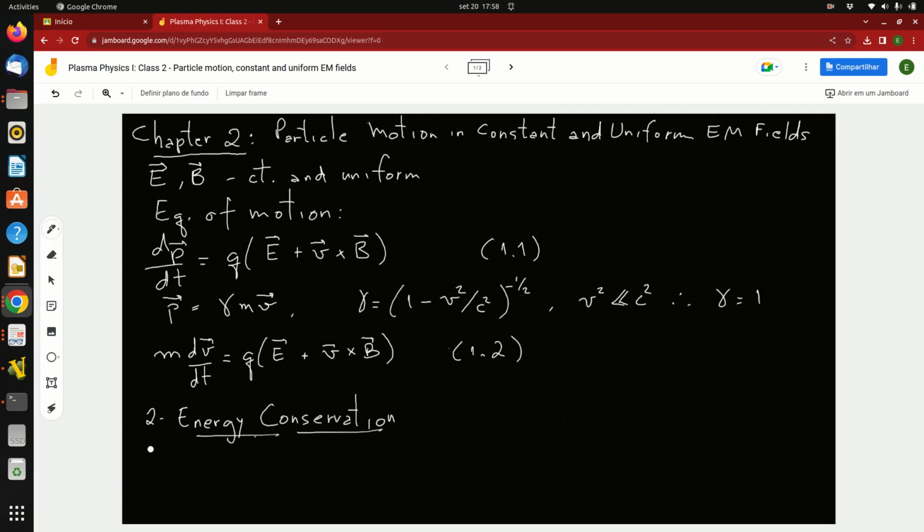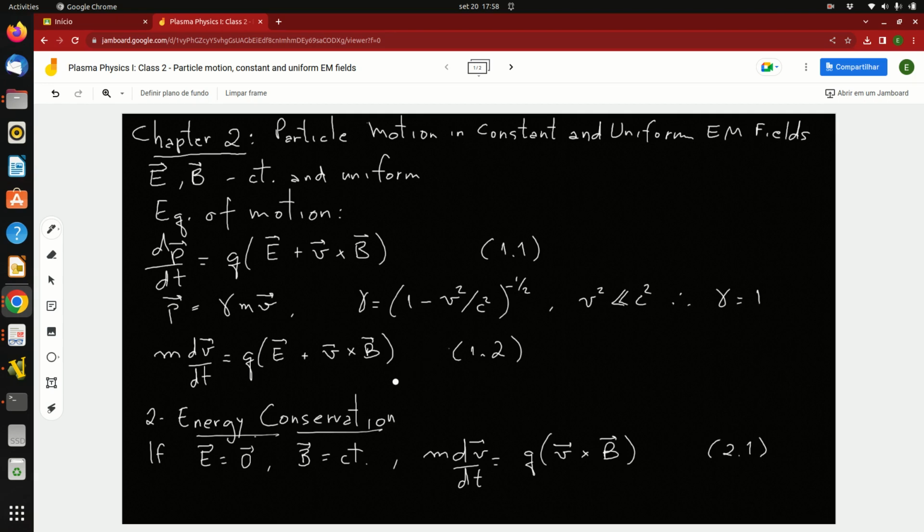We'll start with E equal to 0, no background electric field, and a background constant magnetic field. Okay? In this case, we have 0 in this equation, so the equation of motion will be dv/dt equal to q v cross B. This is equation 2.1.